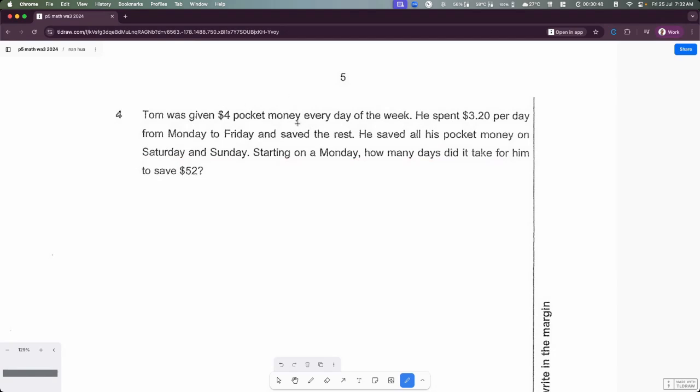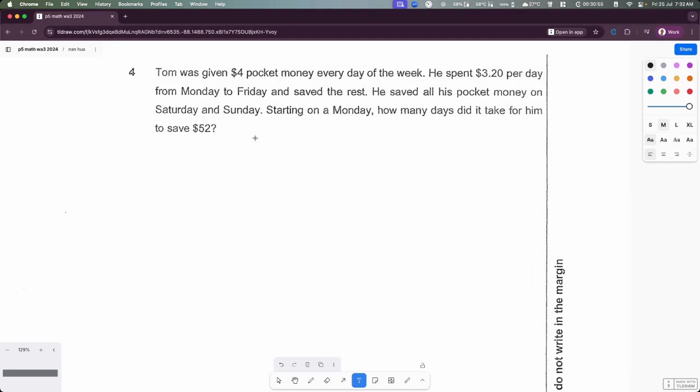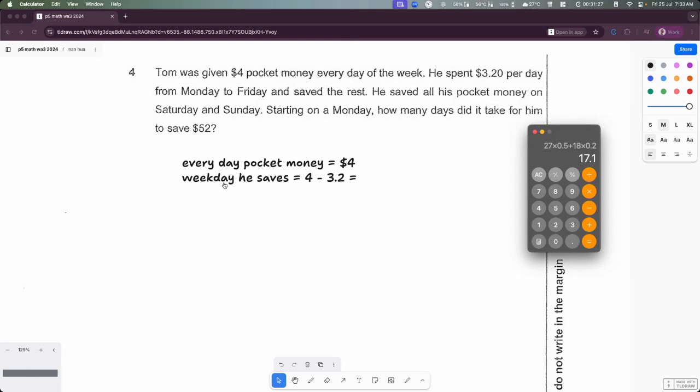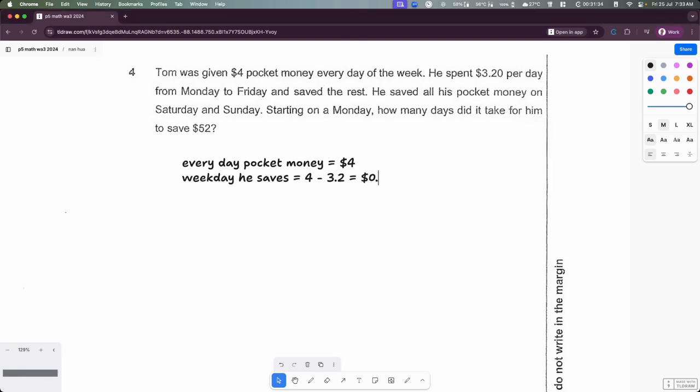All right, so we know that he saved an amount every day from Monday to Friday. Every day pocket money is equal to $4. Then from Monday to Friday, on a weekday he saves 4 minus 3.2. Let's use the calculator. The answer is 0.8, but we always use the calculator to double confirm. So it's 80 cents, 0.80.